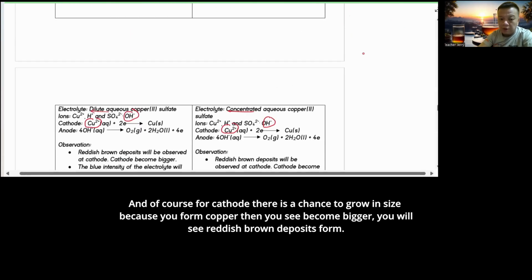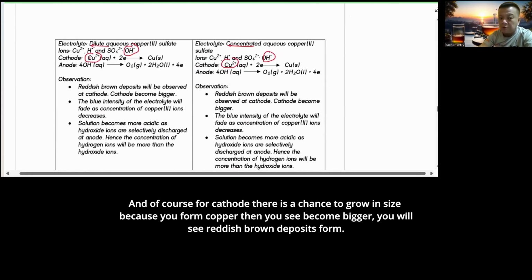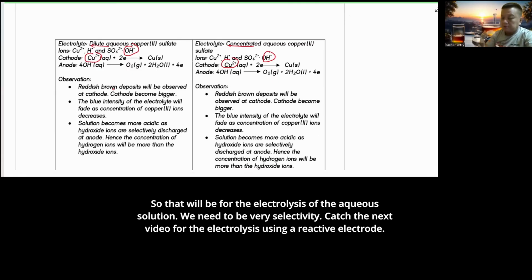And of course, for the cathode, there's a chance to grow in size because you form copper, so it becomes bigger and you will see reddish brown deposits form. So that will be for the electrolysis of aqueous solution. We need to beware of the selectivity rule.